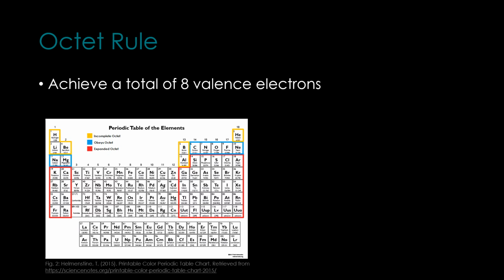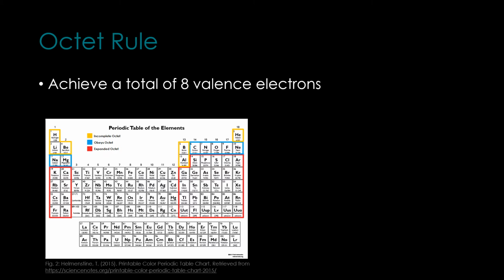The octet rule states that elements lose or gain electrons to have a total of 8 valence electrons and become stable. Elements that tend to attract electrons to fulfill the octet rule have 4 or more valence electrons, and these elements are typically found on the right side of the periodic table from group 4A to 7A.